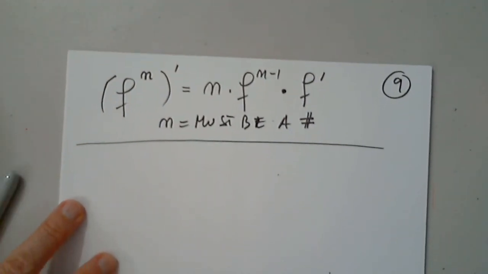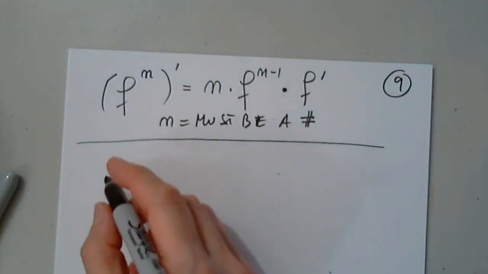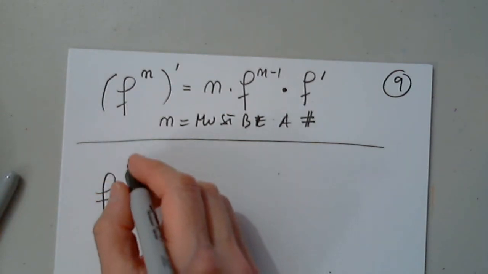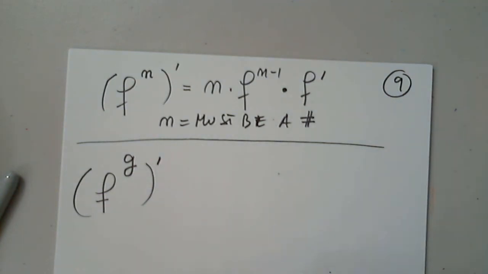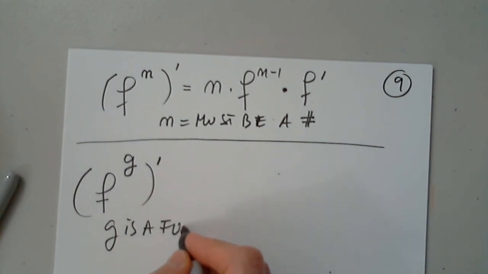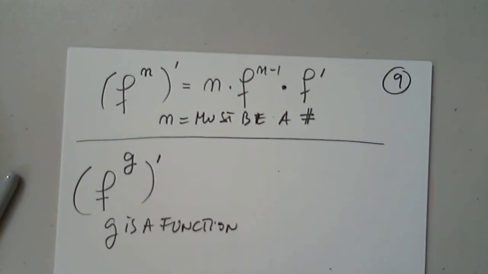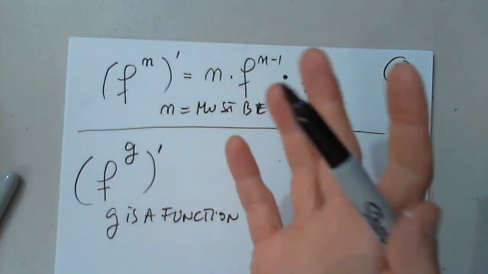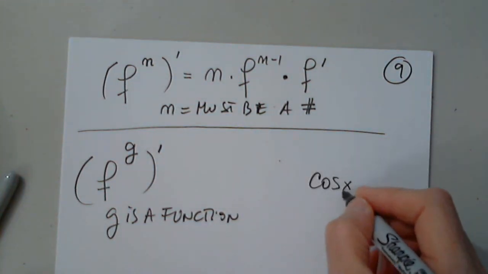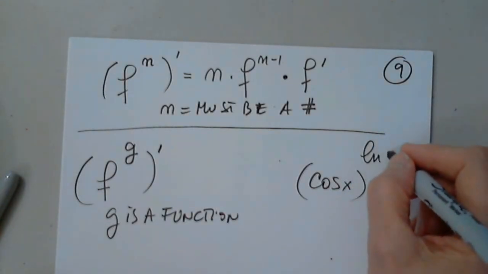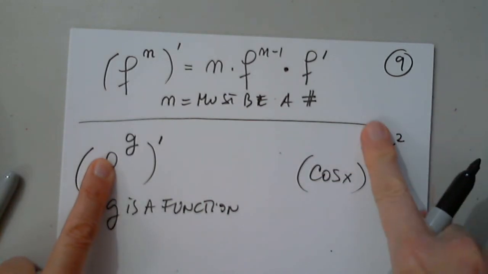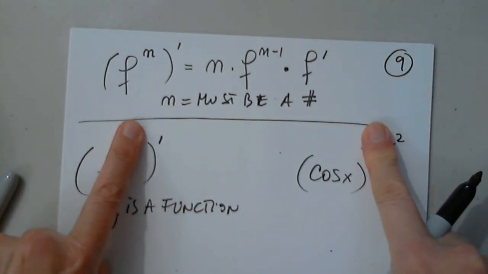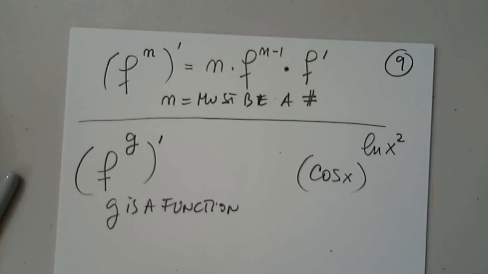Okay. Now, what about this situation? A function f raised to another function g. This is not a number. g is a function. So a function raised to a function. Here's an example. Let's say cosine x raised to power natural log x squared. Cosine x is function f. Natural log of x squared is function g. How do I differentiate something like this?